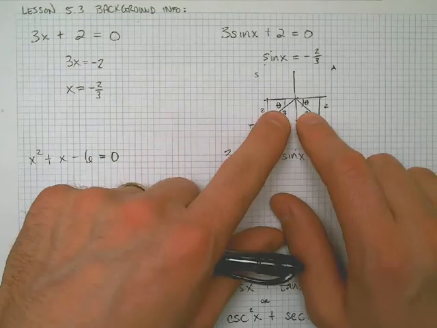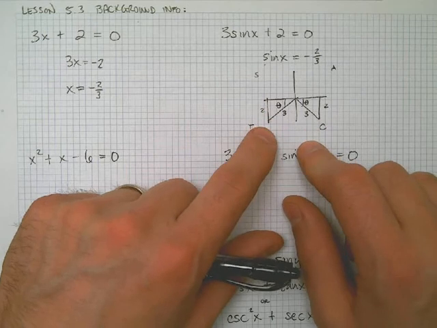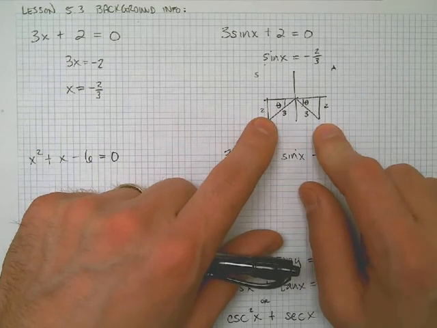Then I would find the angle. X would be, and there would be two solutions, right? This angle over here and this angle over here.